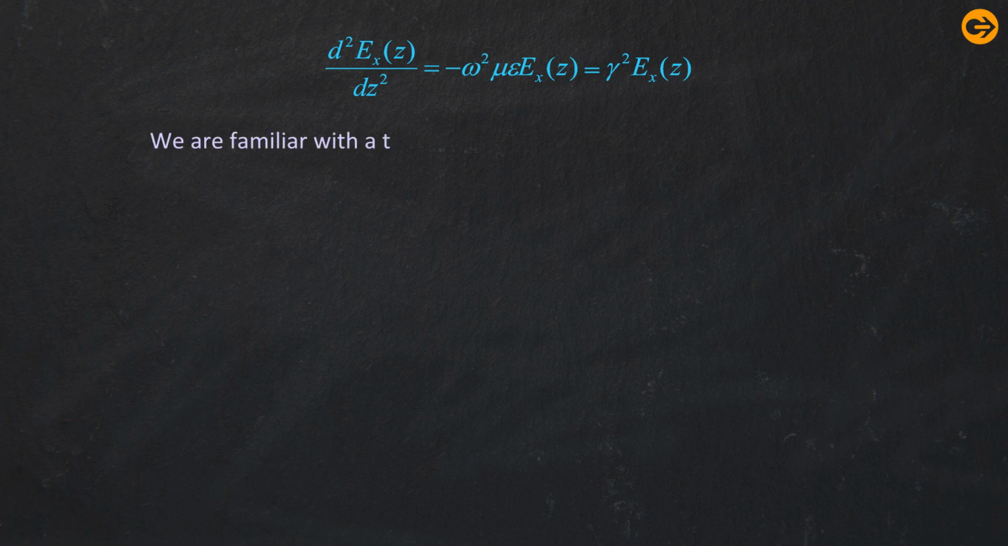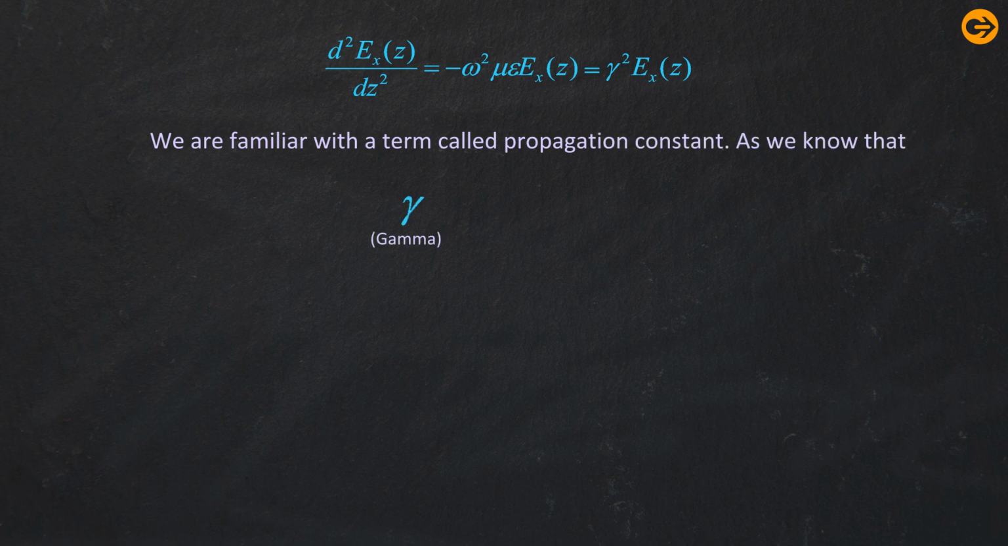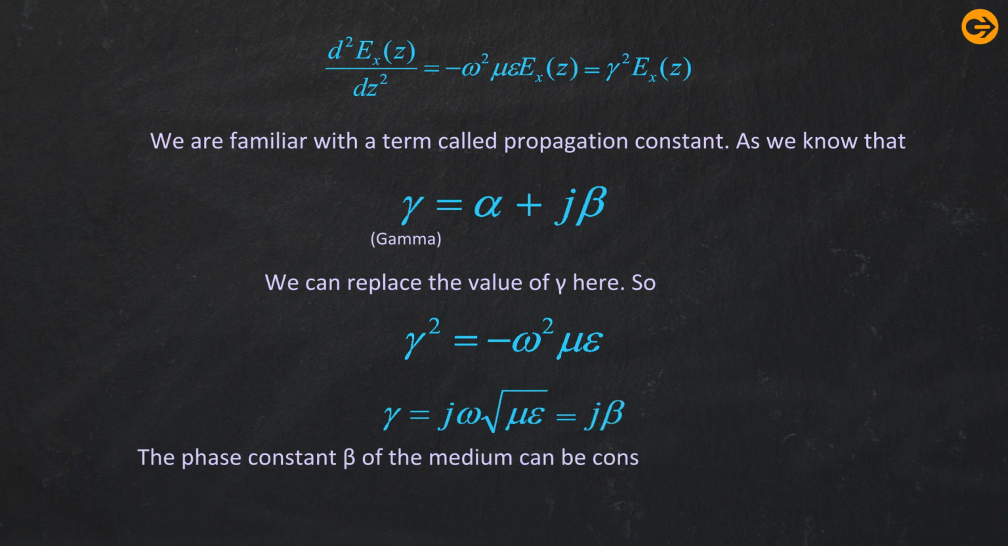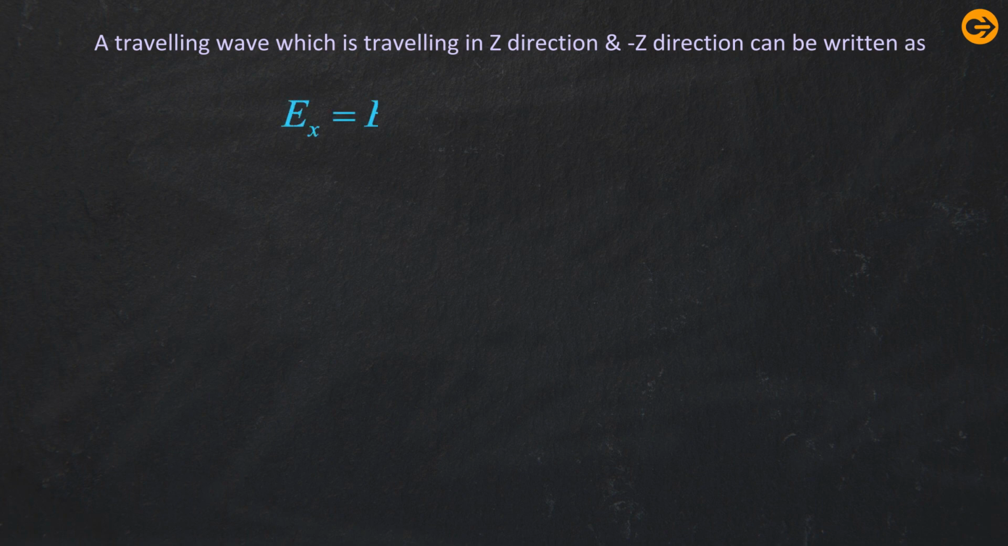We are familiar with a term called the propagation constant. As we know, gamma is equal to alpha plus j beta, we can replace the value of gamma here. So, gamma square is equal to minus omega square mu epsilon, which gives gamma equal to j omega root over mu epsilon, which is j beta. The phase constant beta of the medium can be considered as omega root over mu epsilon and the attenuation constant alpha is 0. A wave travelling in the z direction and minus z direction can be written as Ex is equal to Ex plus e to the power minus j beta z plus Ex minus e to the power j beta z.